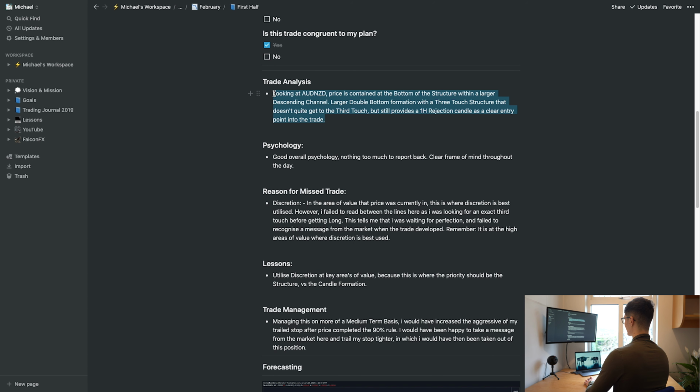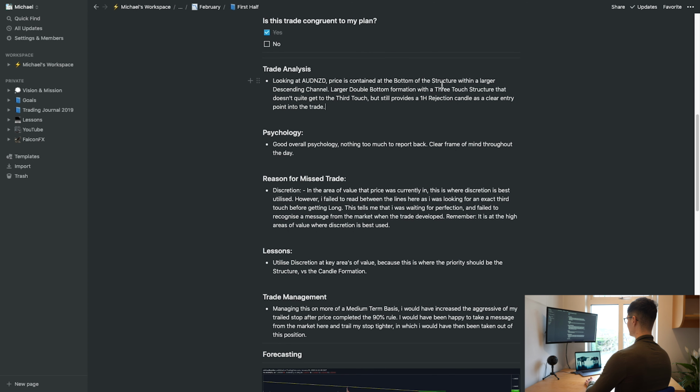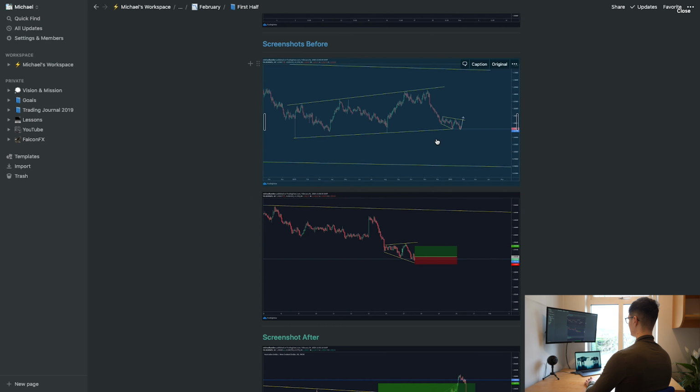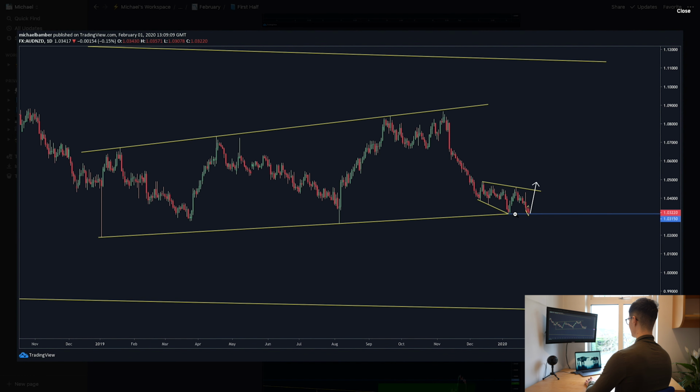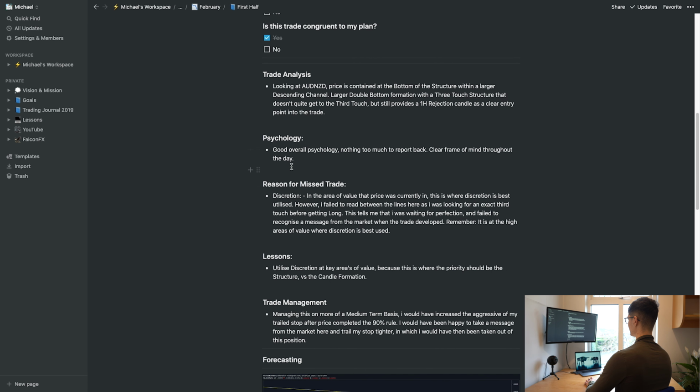There's a little section on here on trade analysis outlined. So what do we have? We had the bottom of the structure with the larger descending channel and the larger double bottom formation. So let's scroll down here. Descending channel, larger double bottom formation, looking for that push to the upside.